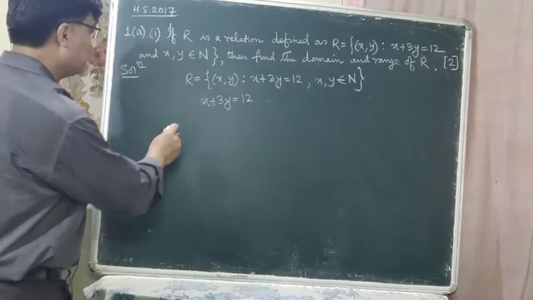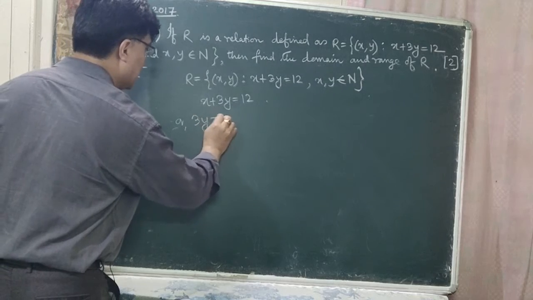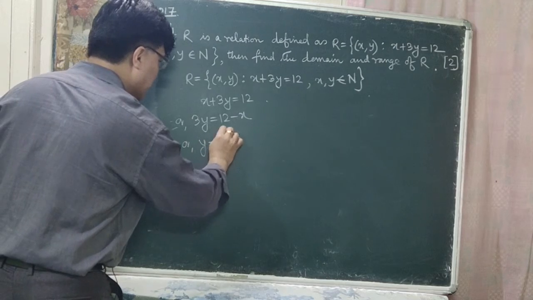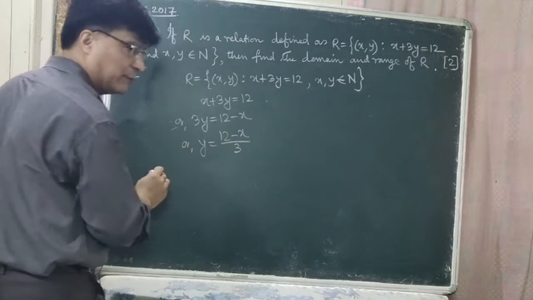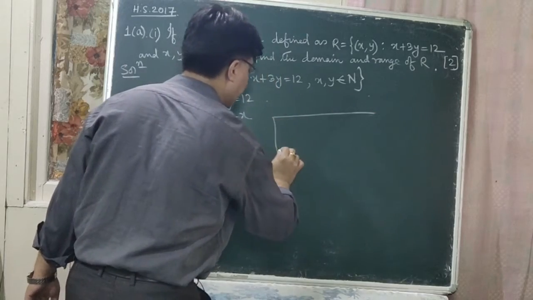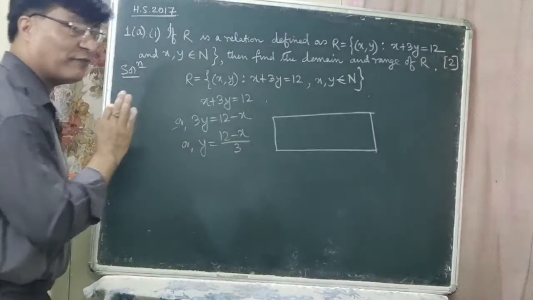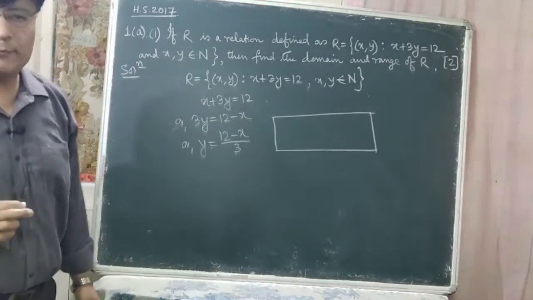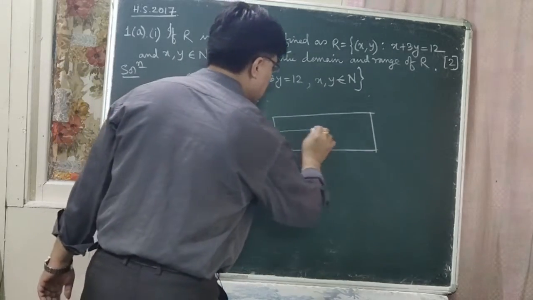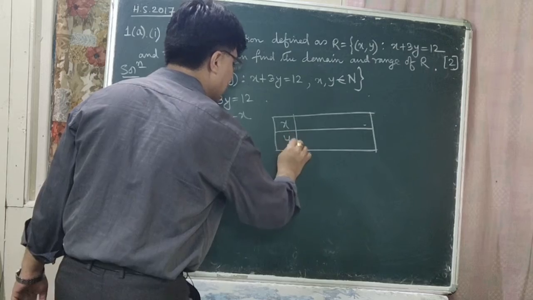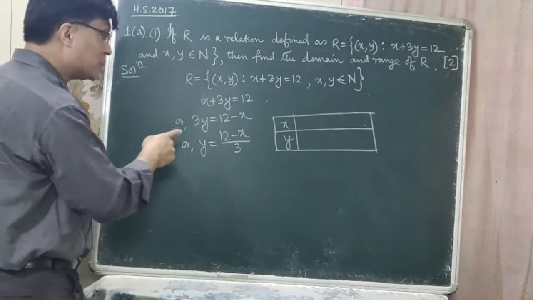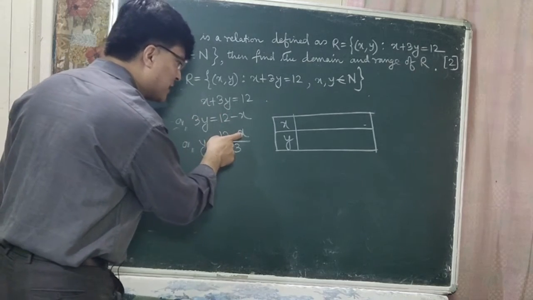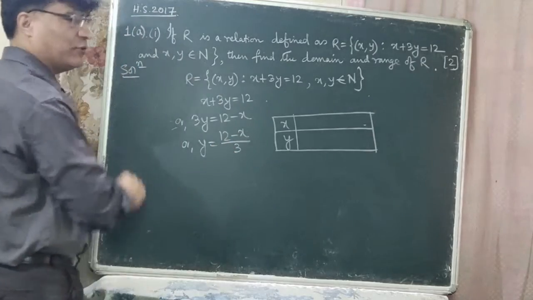Now for 3y, let us get the value for y from here. 3y is equal to 12 minus x, so the value for y is 12 minus x divided by 3. Let us make a table out here. You should find out the ordered pairs, that is, the values of x and y which will satisfy this relation x plus 3y is equal to 12, right? So let us make a table. This is x and this is y. In this case, what should be the natural value of x so that after subtracting it from 12, it is completely divisible by 3?